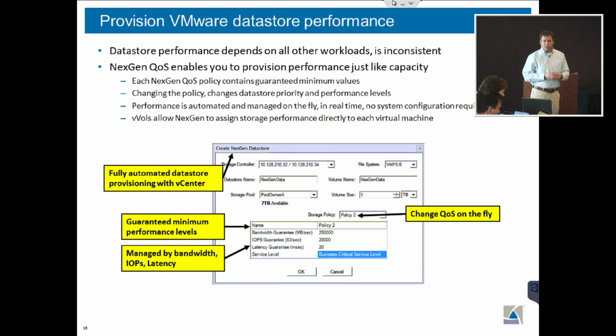And that's what makes us really different. We're basically defining the characteristics of the data store performance directly in vCenter. If you want more horsepower, you crank it up to a lower policy number. If you want less, you crank it down. You can do that live, in real time.